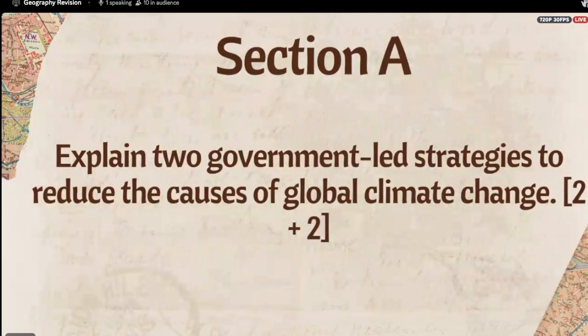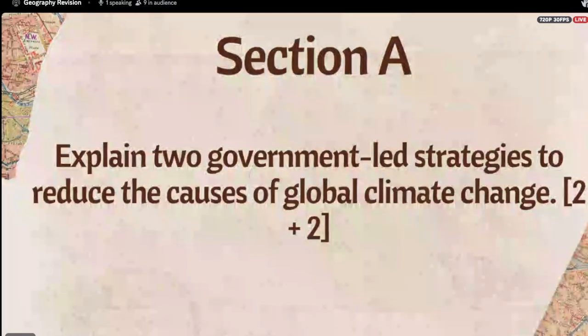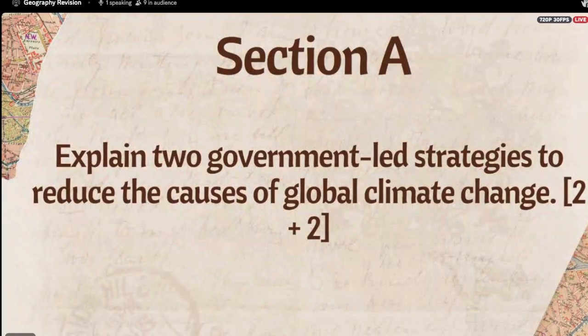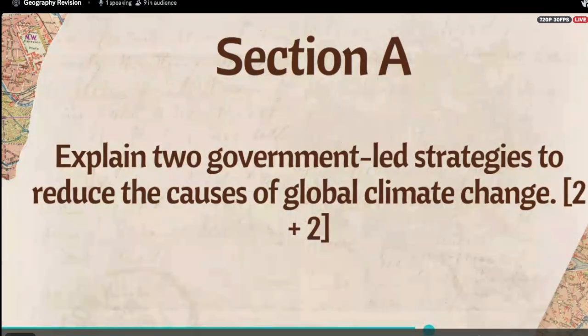I'll do a few more Section 8 questions with you guys just so you can get the hang of it. I think I have 3 more left. So this one is: explain two government-led strategies to reduce the causes of global climate change. I had this in my mock. I remember this was in my mock.